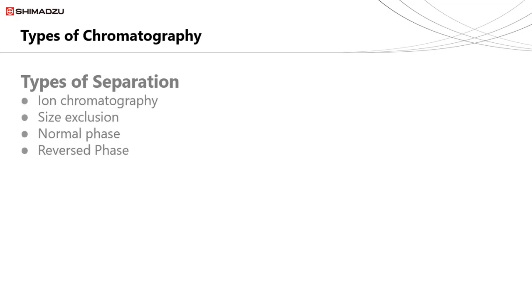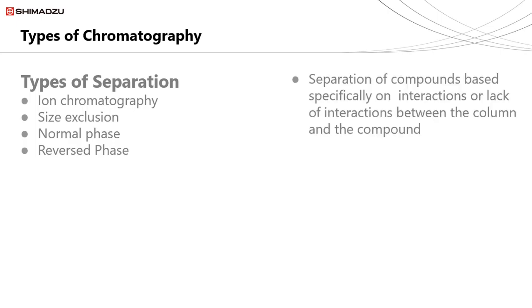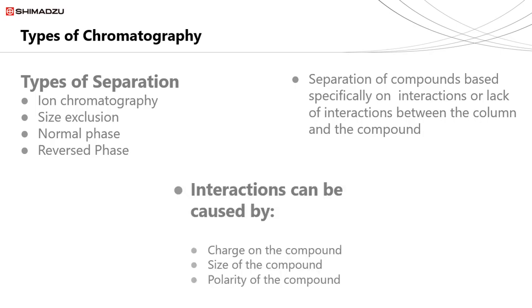Our second session took this fundamental knowledge of how the column separates and looked at different types of separation. We looked at ion, size, normal and reversed phase separation, what types of interactions were involved in these different separations, as well as the basics of improving their separations.